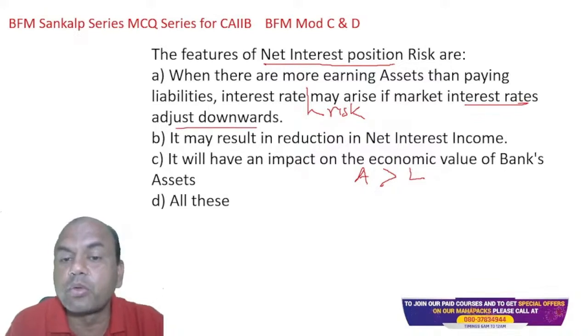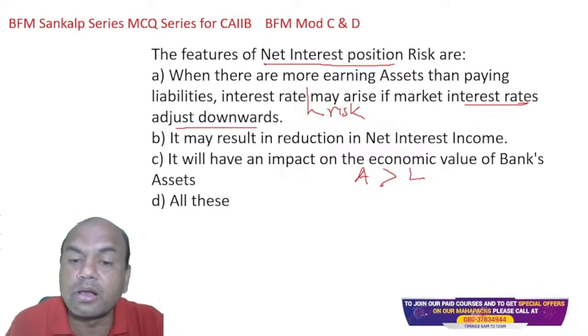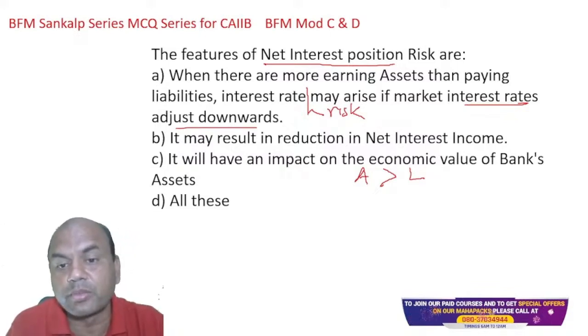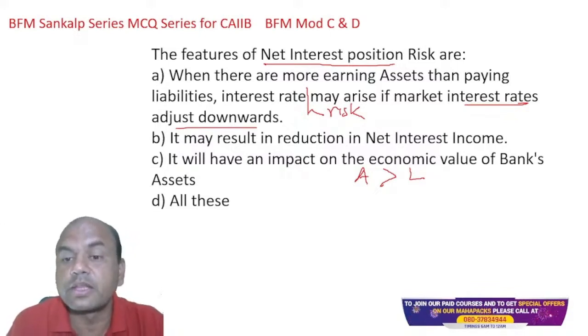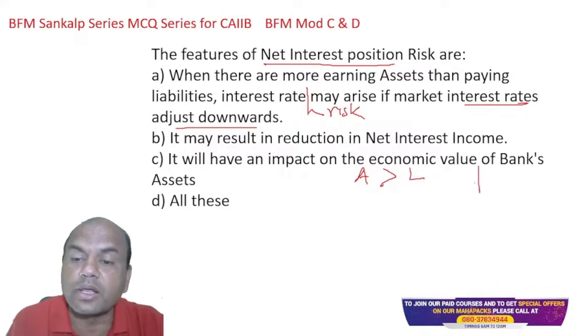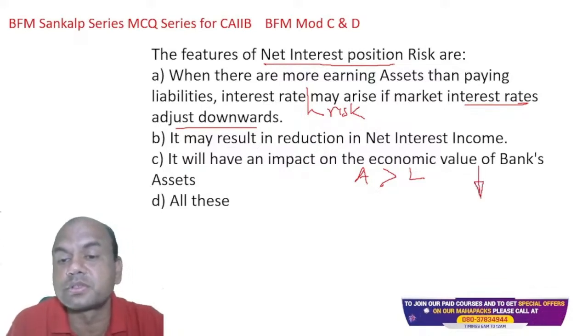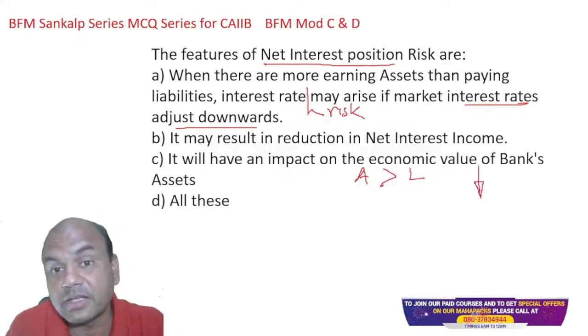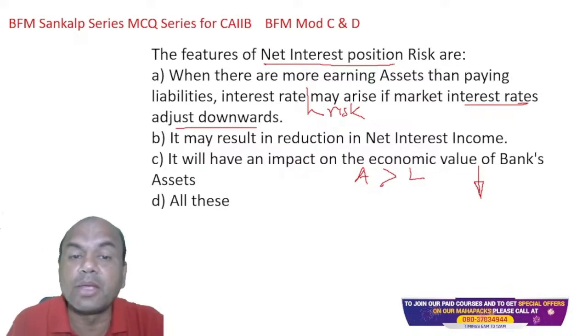So if there are more assets than liabilities, what does it mean? I'm having more earning, right? My income is more because assets are more. So in that case, if the interest rate goes down, what happens? My earning will reduce. My surplus earning will reduce. So that's why I may be faced with the interest rate risk. So answer is A, correct.